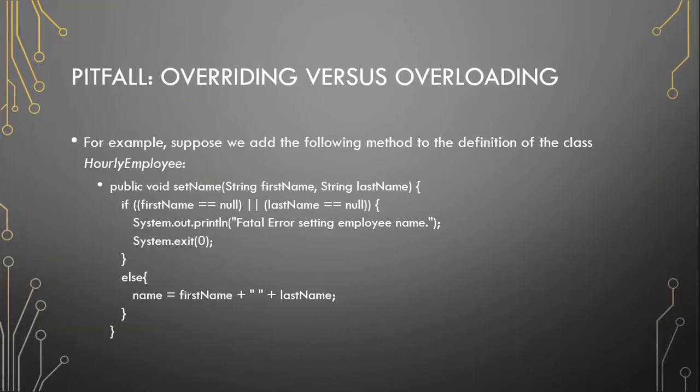All right. For example, suppose we add the following method to the definition of the class HourlyEmployee. public void setName(String firstName, String lastName). If firstName is null or lastName is null, System.out.println("Fatal error setting employee name."). Right, so if they're null, in other words, if there's no value given, crash the program. Otherwise, name equals firstName plus space plus lastName. I think that's a pretty simple thing.